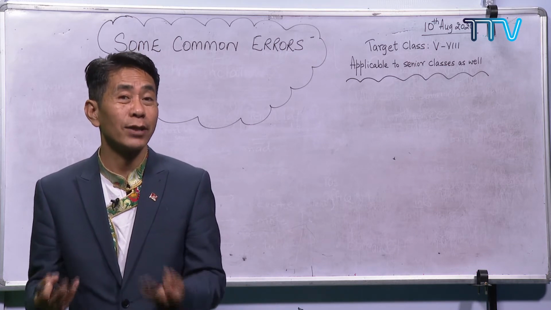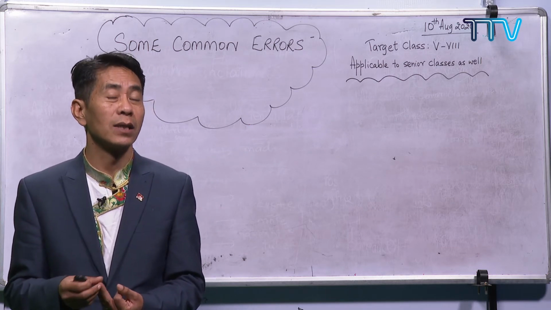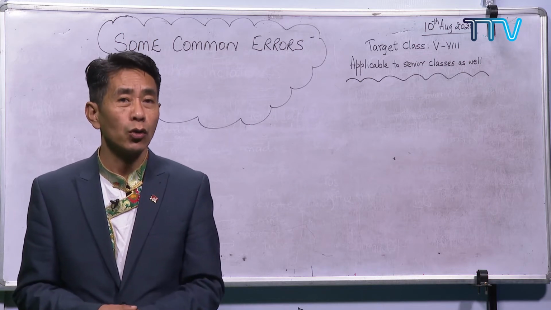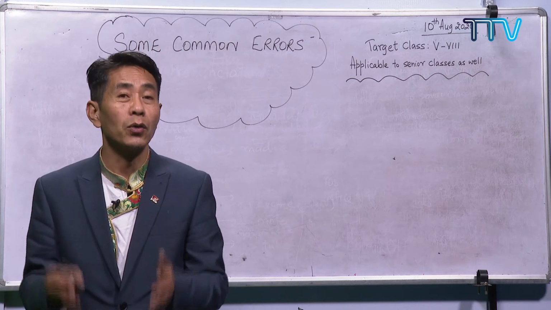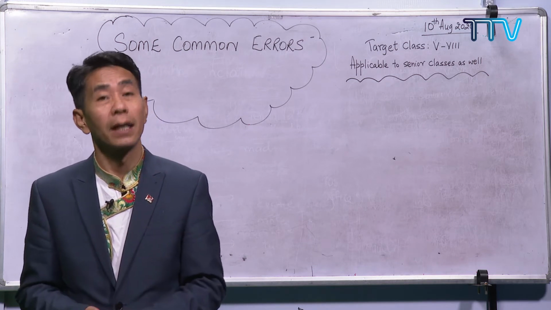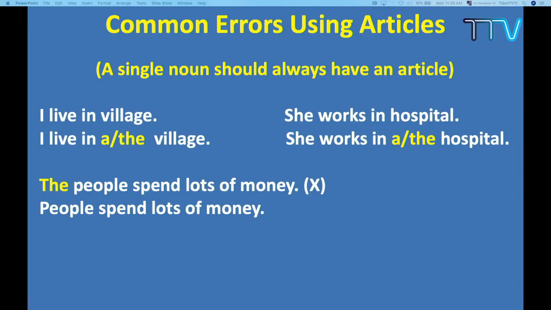We know that there are three articles. First one is a, second one is an, and the third one is the, which is the definite article. So we are not supposed to use the article the all the time. There are some rules, some things that we need to keep in mind, and I'm going to give you some examples regarding the definite article. So with people, there's no need to write the people. We say people spend lots of money instead of the people spend lots of money. It's very simple, there's no need to write a definite article.